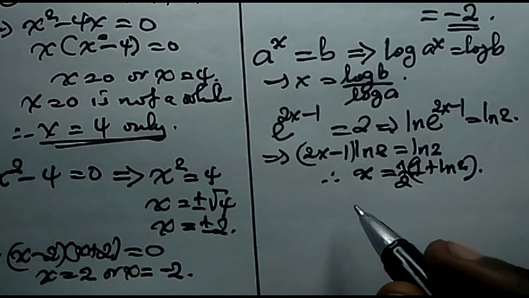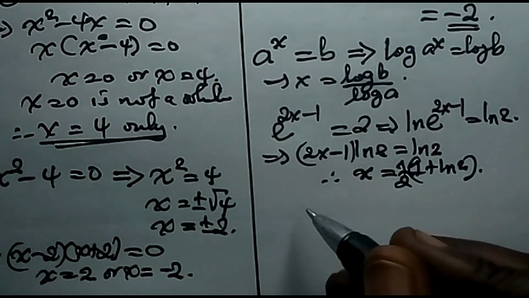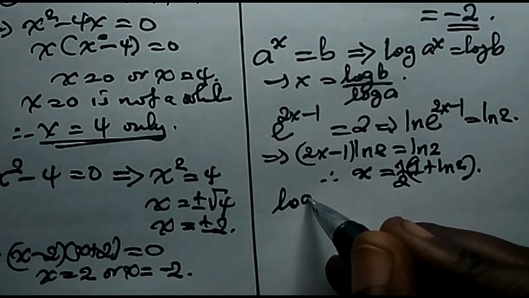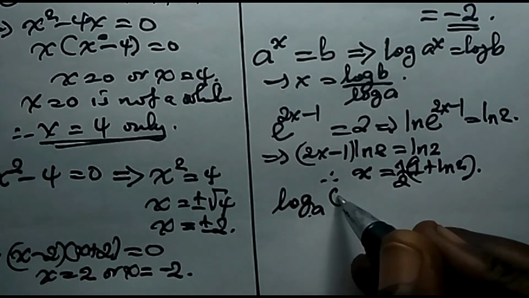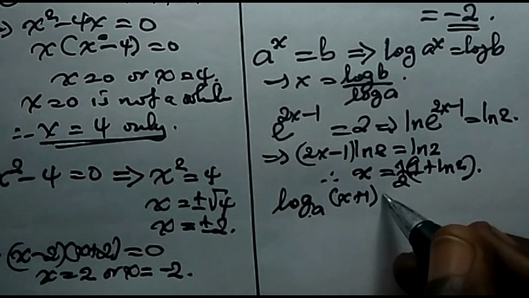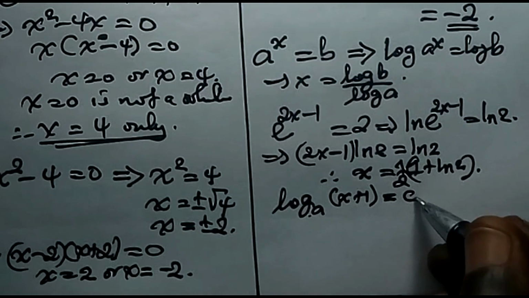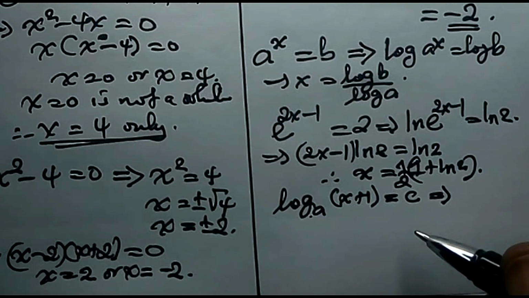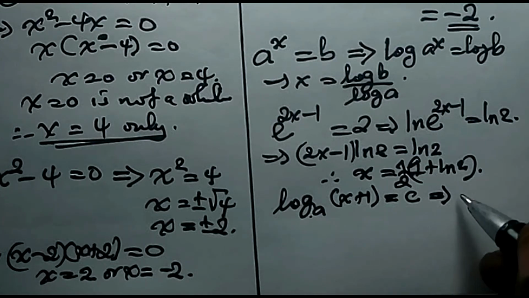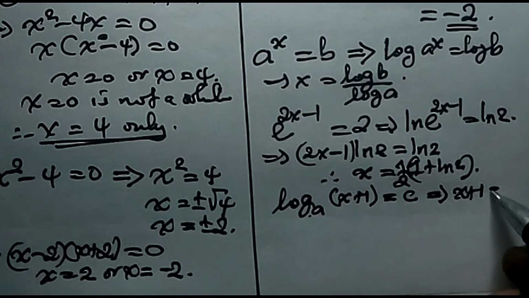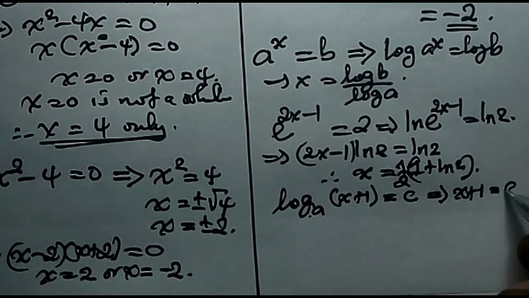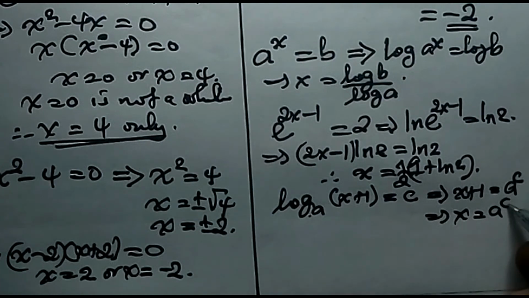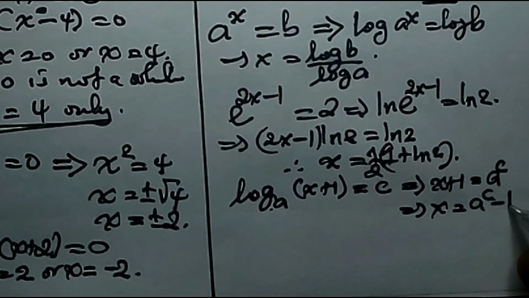We could also have log equations. If I had log to base a of x plus 1 equals c, I will need to convert first to index form, so that x plus 1 should be equal to a to the power c, and x will then be a to the c minus 1.